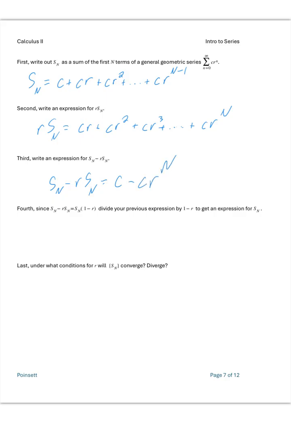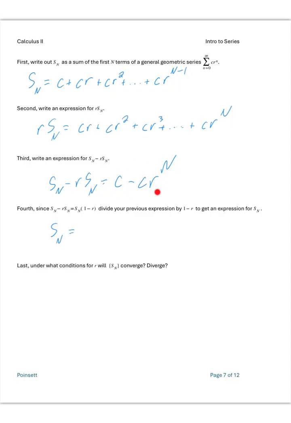Now notice that S sub n minus r times S sub n is the same thing as S sub n times the quantity 1 minus r, by first factoring out S sub n. And what we're going to do now is isolate S sub n by dividing both sides of this expression by 1 minus r. Over here, when you divide by 1 minus r, you would only have S sub n left.